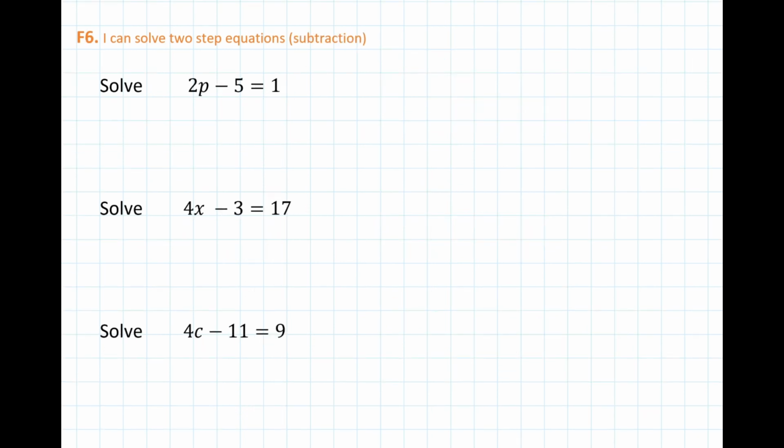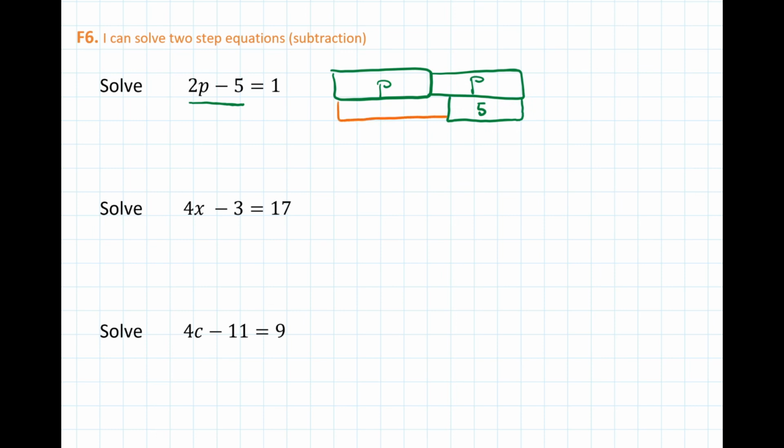In F6, we'll deal with equations which involve subtraction. Let's look at the first one. Here, we'll draw the bar model as usual. 2p take away 5 is my left-hand side. Therefore, we draw 2p. And we take away 5 from it, which will equal 1. We are now trying to work out the value of 1p.